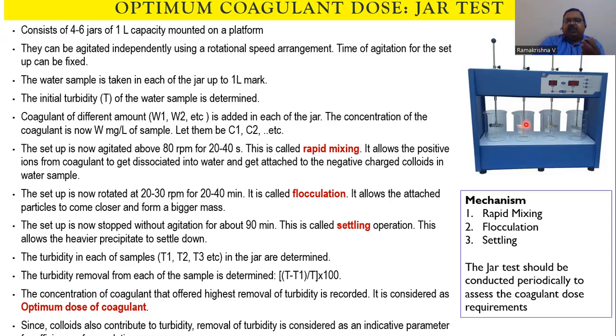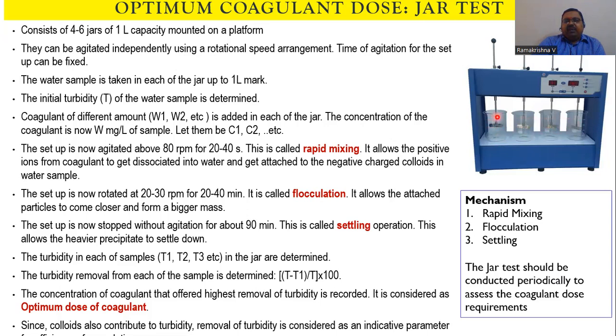So now we will go to the third stage. What will happen in the third stage? We'll stop the rotation and allow settling for around 90 minutes, and allow all the particles to settle down. So ultimately what will happen? The particles will settle down, and clear water goes up. So we will take the clear water from each of the jars and we will test for turbidity, say T1, T2, T3, and T4.